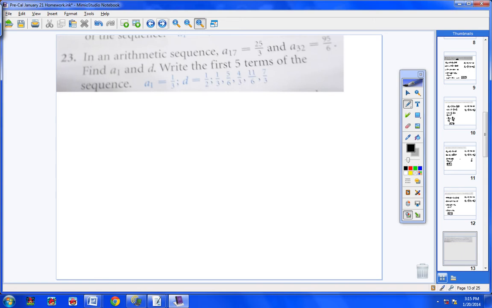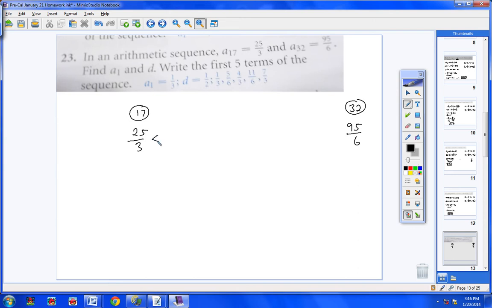All right, number 23. In an arithmetic sequence, they give you the first term, the 17th term, and the 32nd term. Now watch this. They want you to find the first term and the common difference, and then write the first 5 terms. Now students, come on, think about this. If the 17th term is 25 over 3, and way over here is the 32nd term, which is 95 over 6. If I take those two numbers and subtract them, I'm going to take 95 over 6 minus 25 thirds, and I'm getting 15 over 2, or 7.5.